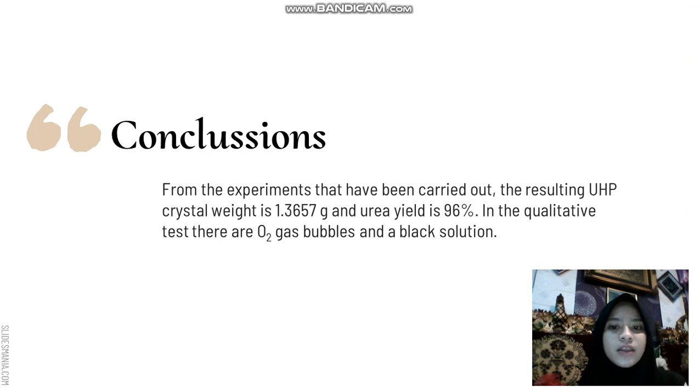From the experiment that has been carried out, the result is that the urea-hydrogen peroxide crystal weight is 0.3657 grams and the urea yield is 96%. In the qualitative test, there are oxygen gas bubbles and a black solution.